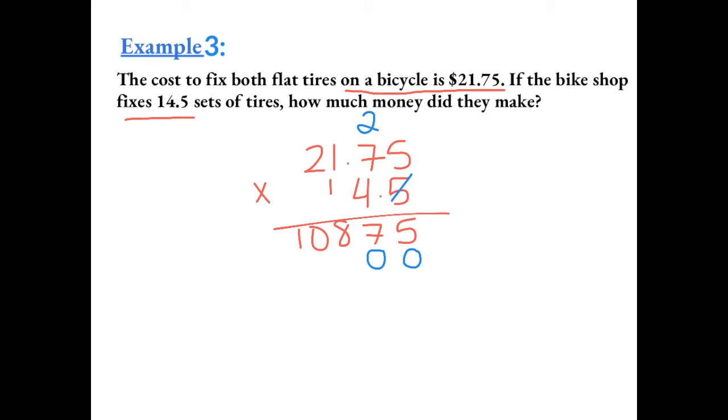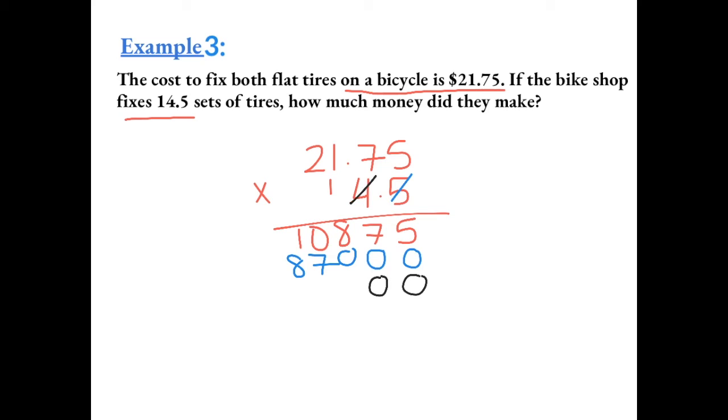4 times 7 gives us 28, plus 2 gives us 30. 4 times 1 is 4, plus 3 more gives us 7. 4 times 2 gives us 8. Now again, I'm going to erase the numbers that we carried over. And we're going to multiply with the 1. So now we have to add 2 zeros.